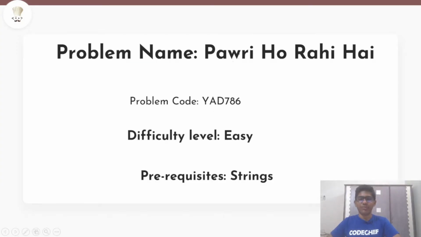So today's problem is Pawri ho rahi hai. The difficulty level of this problem is easy because you only need to know strings, which are basically an array of characters, and you need to know iterative and conditional statements, and those are actually prerequisites for knowing strings.